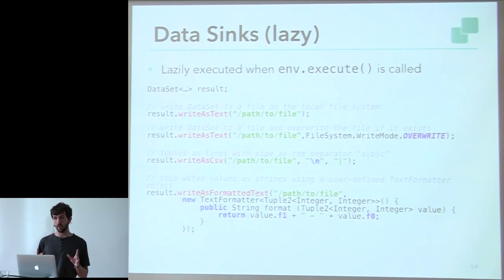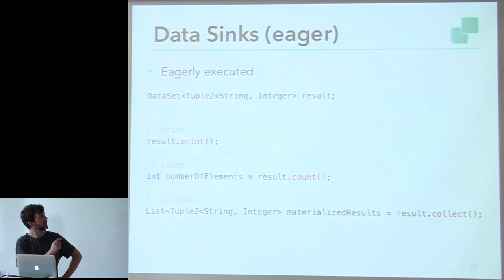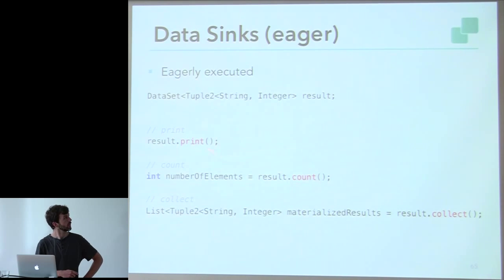As I mentioned, usually operations or sinks are lazy in Flink, so they are not executed unless we call execute on the environment. If you just specify this, it will do nothing. You'd have to do an execute. But then there are the eager ones. We call them eager, which when you call print, actually executes and prints the results to, for example, your IDE, or you can use collect to return the actual data set.